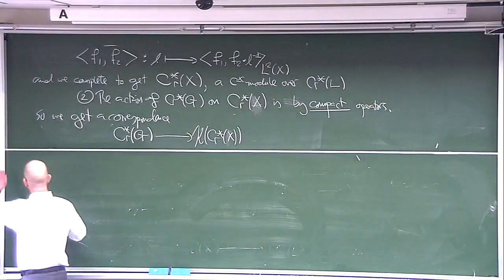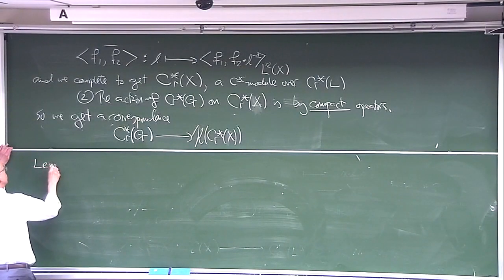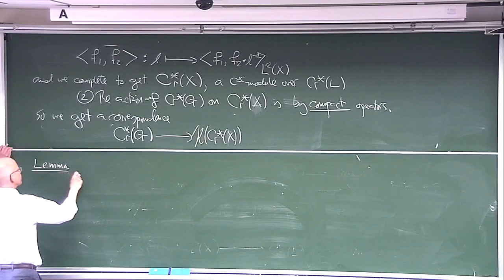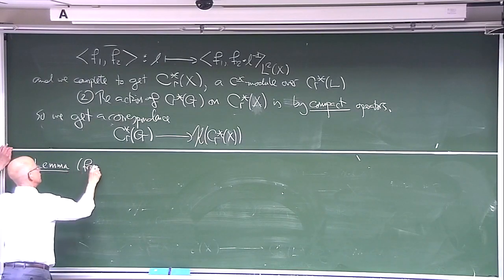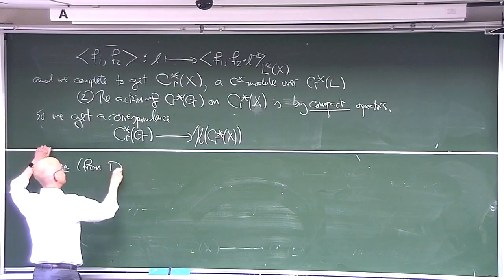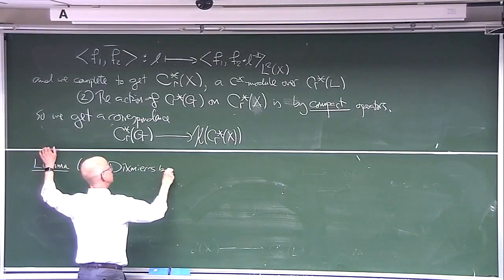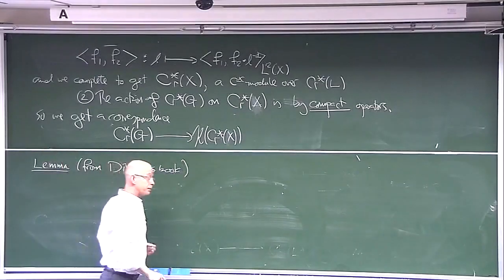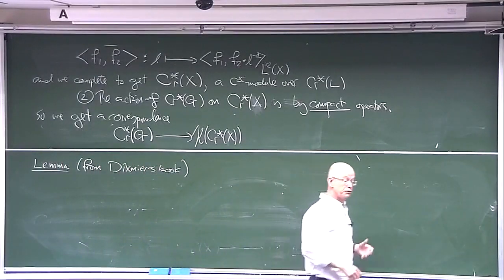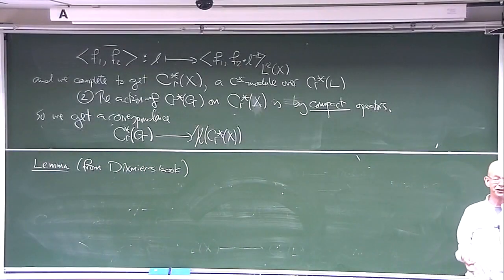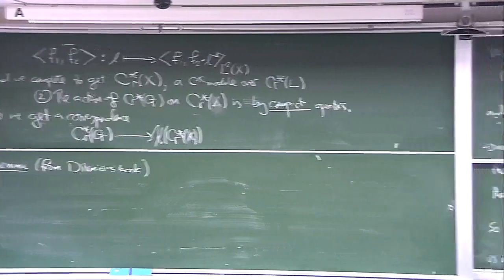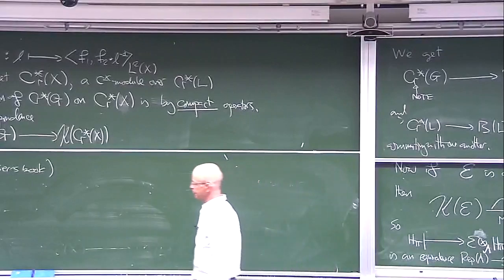Here's a little lemma. I don't know who this is due to. It's maybe ancient, but you can certainly find it in Dixon's book. It's typical of the sort of machinery that was developed in C-star algebras for representation theory, but then not used so much. But here's what it says.